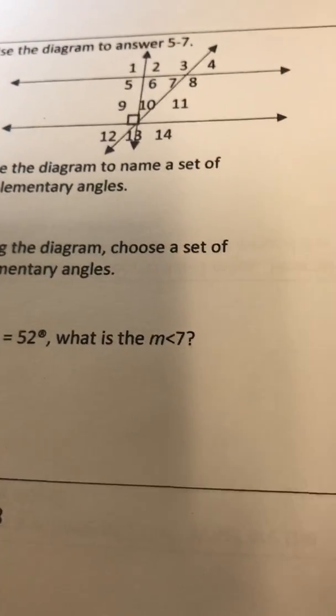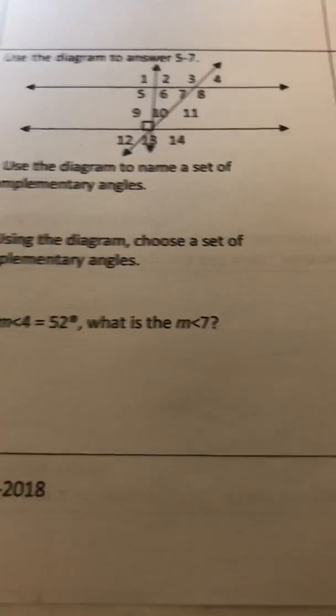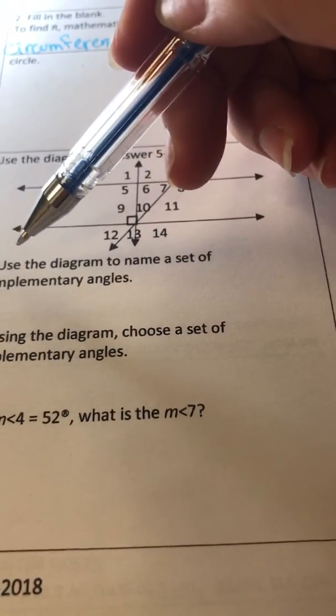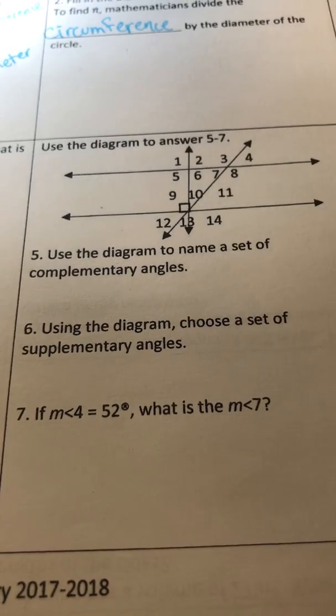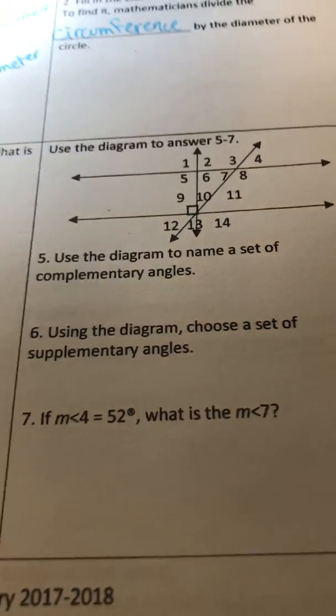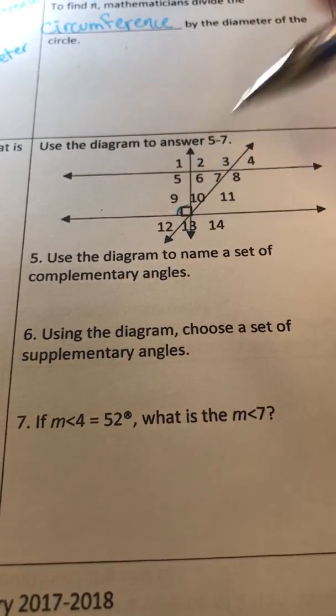All right, moving right along. Looking at numbers 5, 6, and 7. 5, 6, and 7 are all related. It says use a diagram to name a set of complementary angles. Complementary angles measure how many degrees? 90.